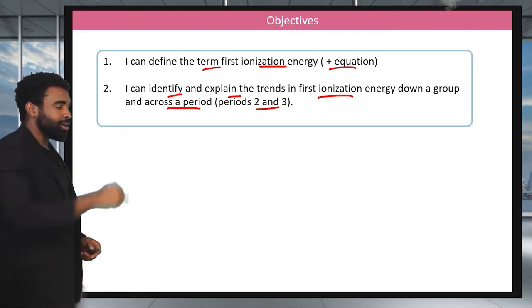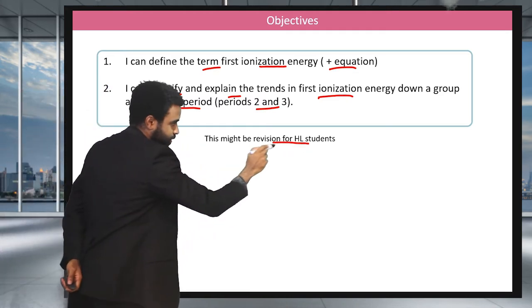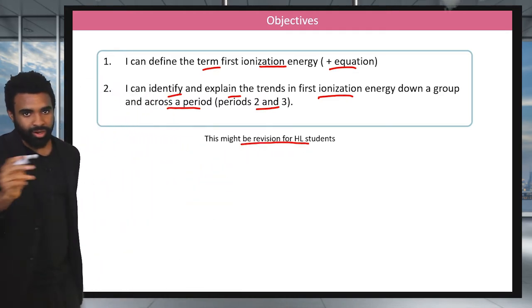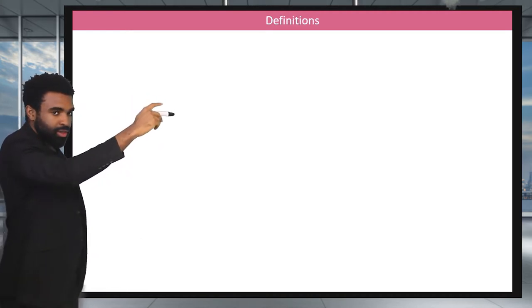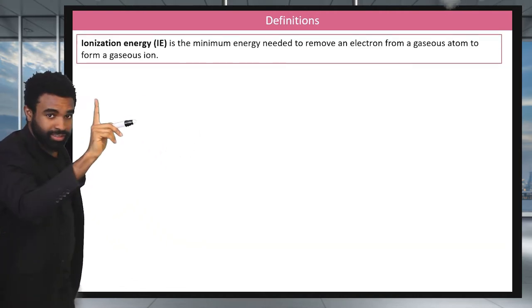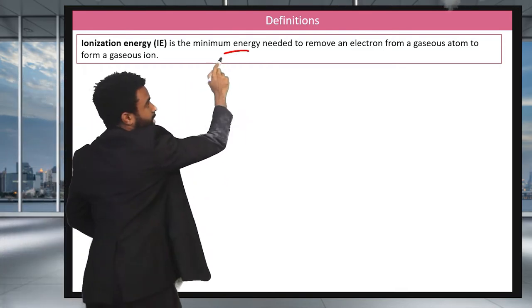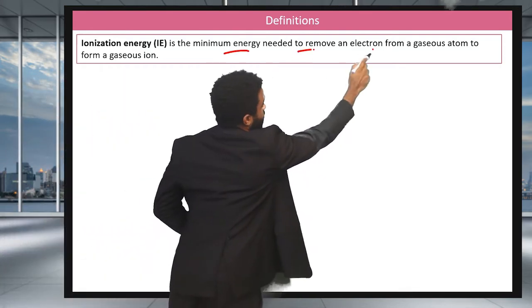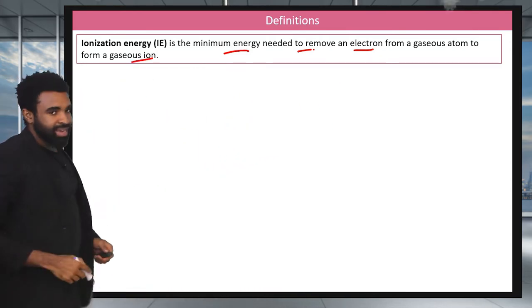So let's begin now with some kind of definition for ionization energy. One quick thing is that this might be revision for HL students depending on the order in which your teacher is moving. So we begin with some definitions. We can define ionization energy, broadly speaking, not just first ionization energy but any ionization energy, as the minimum energy required to remove an electron from a gaseous atom in order to form a gaseous ion.